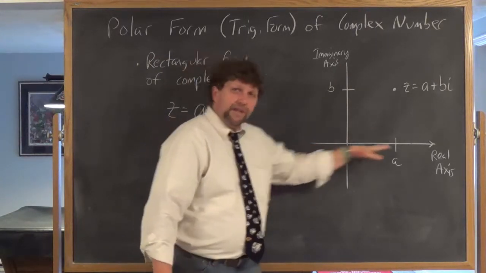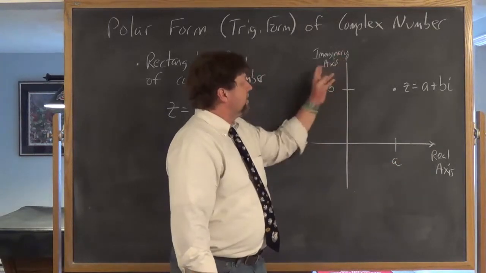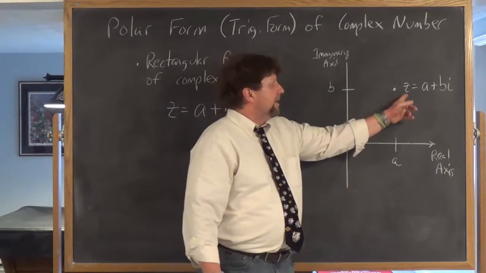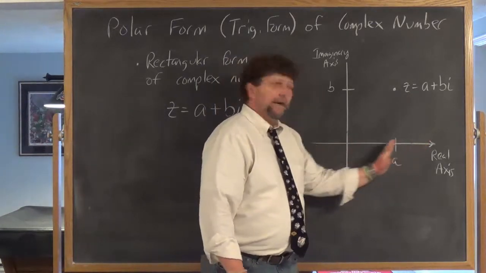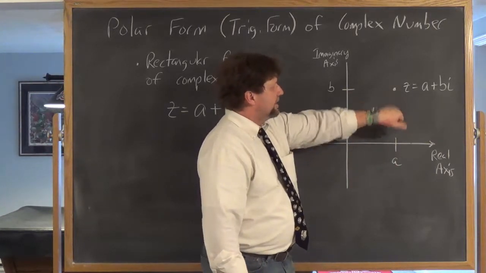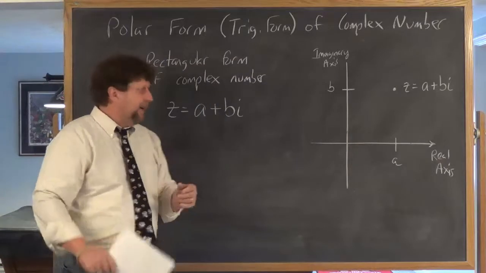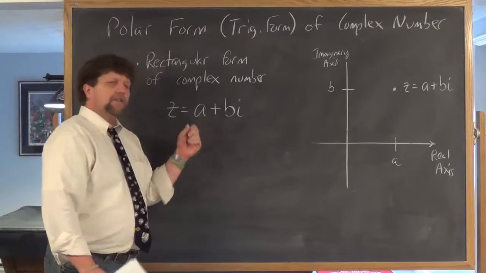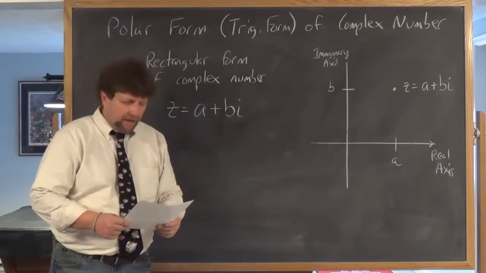Notice that the horizontal axis, if you remember, was called the real axis, and the vertical axis was the imaginary axis. And so to plot any generic complex number, z equals a plus bi, you would find a on the real axis, b on the imaginary, and that point right there would be the complex number a plus bi. Also remember, in your complex number, z equals a plus bi, a is called the real part of the complex number, and the bi is called the imaginary part.